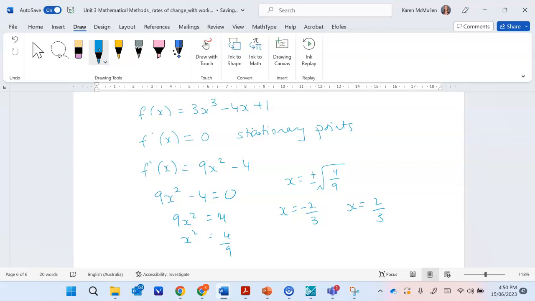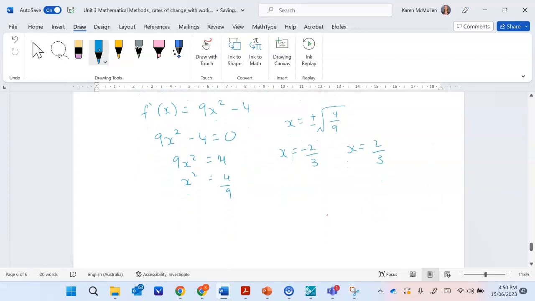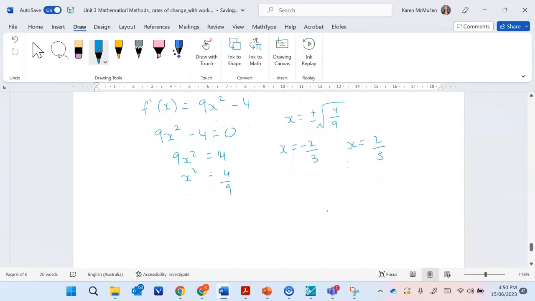Now we know we have stationary points there. Up until this point, and you may have been shown how to use the second derivative to decide the type of stationary point, but up until this point we would do a table. We'll have our x values.